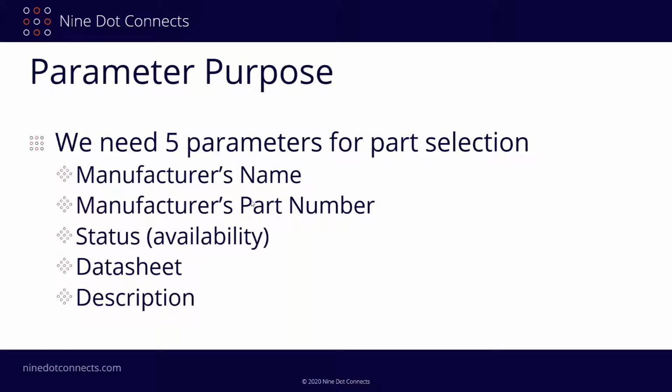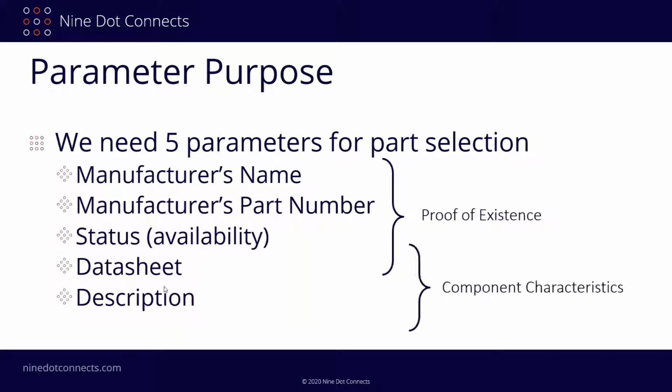So the way you can boil this down for these 5 parameters, I'd say that these 4 over here, the manufacturer's name, part number, status, and data sheet, all of these are what I'd call the proof of existence. You have to have this in order to really move forward with the library part. But the data sheet overlaps along with the description, component characteristics.